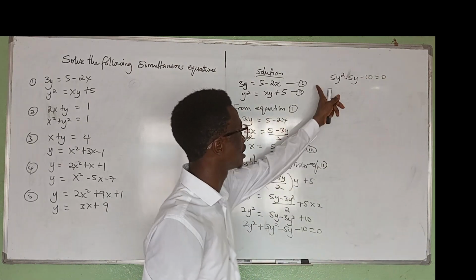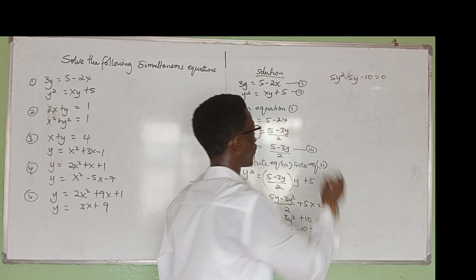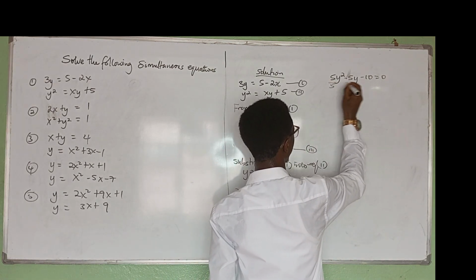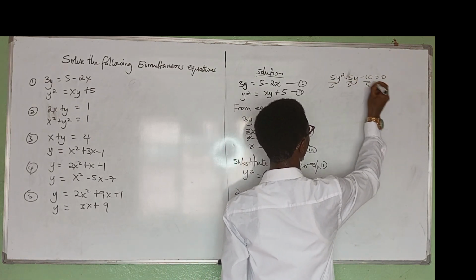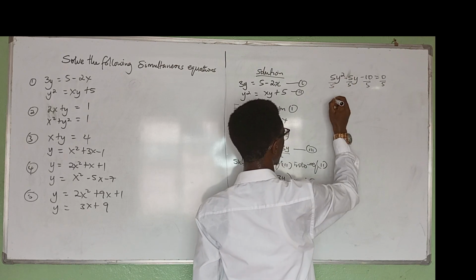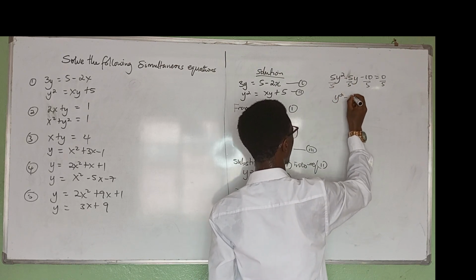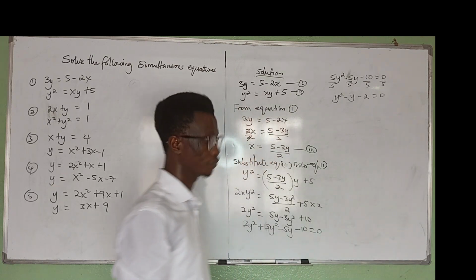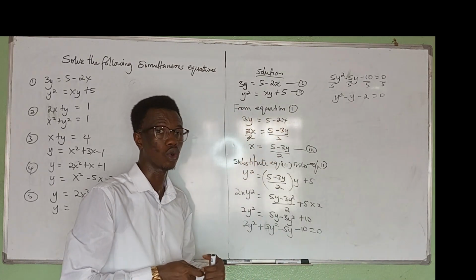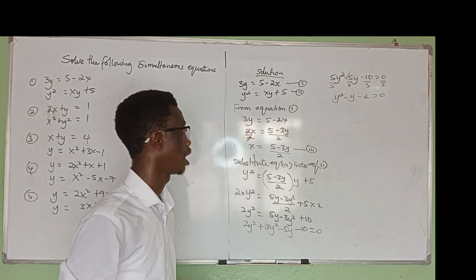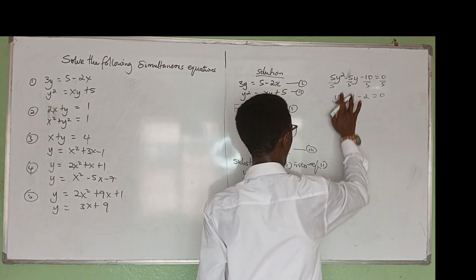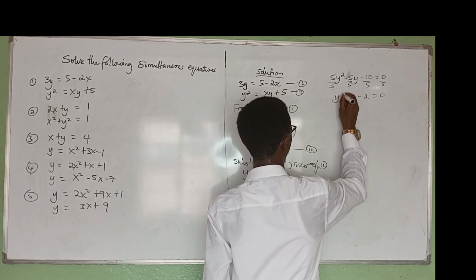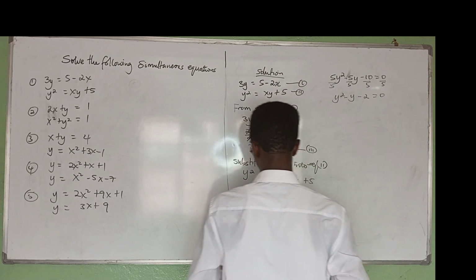Now if we look at it, there's something that is common, which is 5. So we divide throughout by 5, this by 5, this by 5, and then again by 5. So this cancels, and gives you y squared minus y minus 2 equals to 0. Now, from simultaneous equations we are at a quadratic equation, and of course, we can solve this one easily using the factorization method or any of the methods.